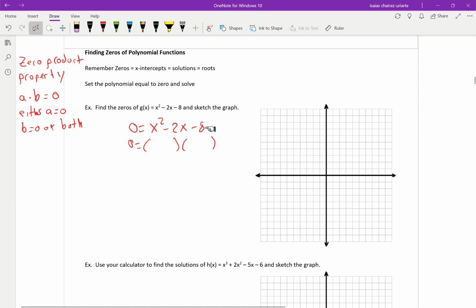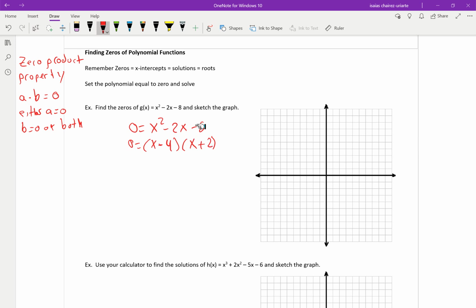I want to express these 3 terms as a multiplication of what are called binomials. Definitely I'm going to have an x here and an x there. And then I'm going to think of 2 numbers that multiply to give me negative 8, but when you add them, the sum is negative 2. And I think those 2 numbers are negative 4 and positive 2. So minus 4 and plus 2.